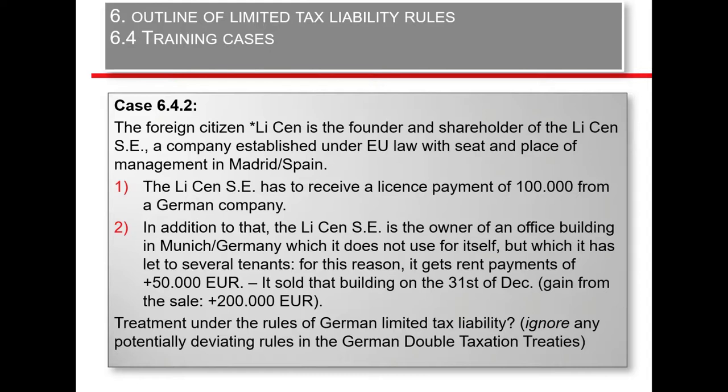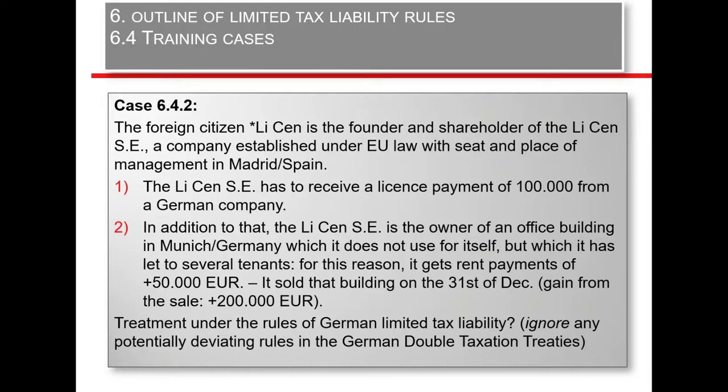The Licenz SE has to receive a license payment of 100,000 euro from a German company. In addition to that, the Licenz SE is the owner of an office building in Munich in Germany, which it does not use for itself, but which it has let to several tenants. For this reason, it gets rent payments of 50,000 euro. And it sold that building on the 31st of December, and the gain from the sale was 200,000 euro.